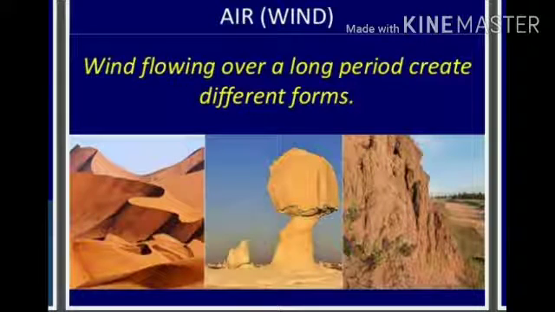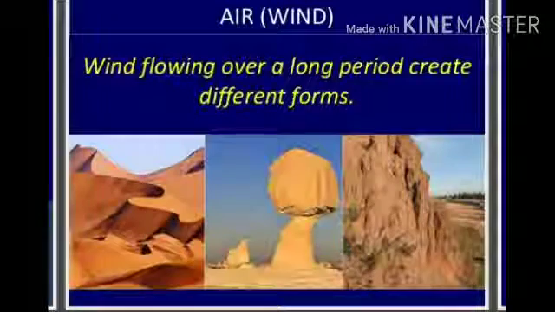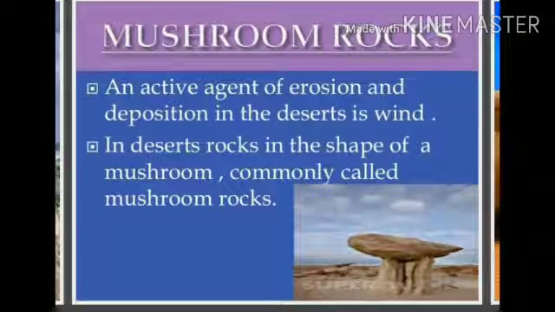In desert areas, we can see rocks in the shape of a mushroom, commonly known as mushroom rocks. In desert areas, wind erodes the lower section of the rock more than the upper part. Therefore, such rocks have a narrower base and wider top.